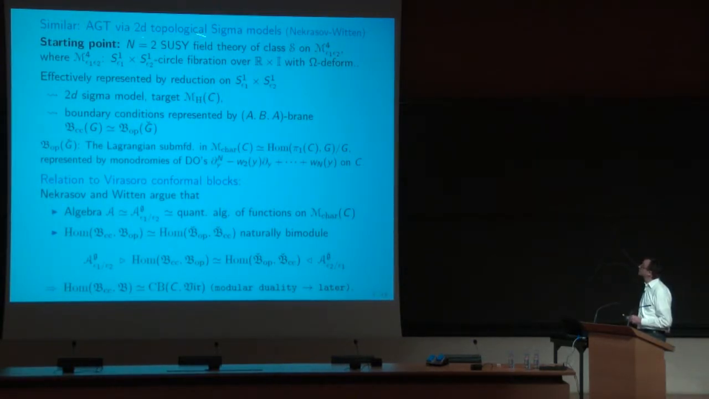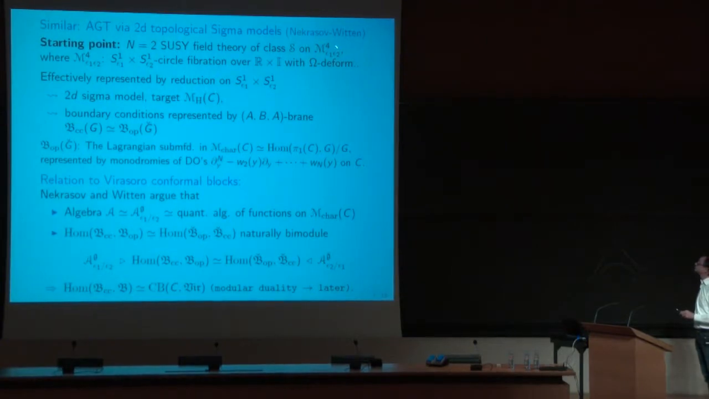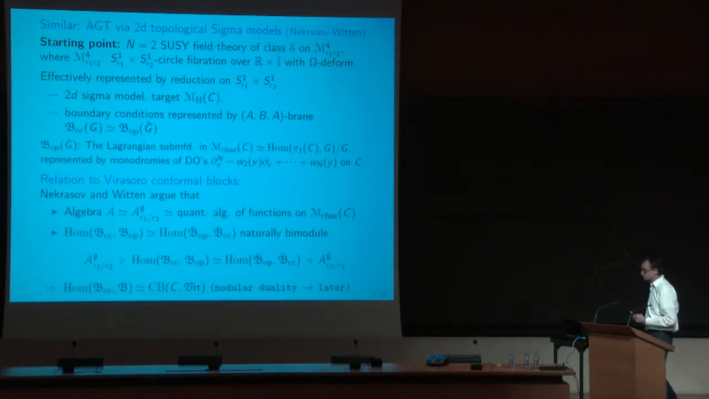So the starting point here looks a priori quite different. We're starting with the N=2 SUSY field theories of class S, which are the theories obtained by compactifying the 6d (2,0) theory on one and the same Riemann surface C that we have here all the time. So this gives us a four-dimensional N=2 supersymmetric field theory on a four-manifold, which we assume to be of the form of a circle fibration over R cross I with some Omega deformation, which is the deformation used to regularize partition functions of such theories by Nikita Nekrasov.